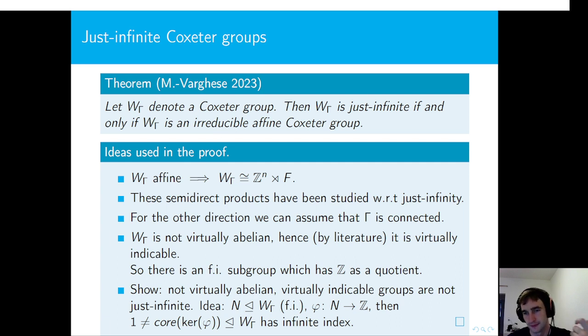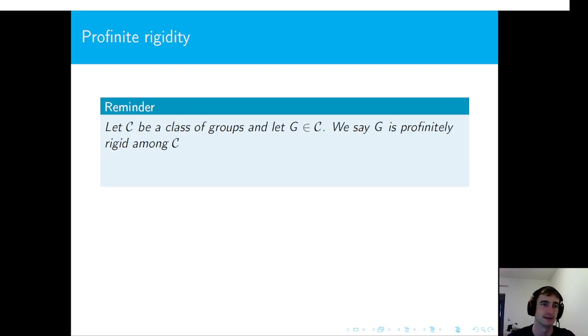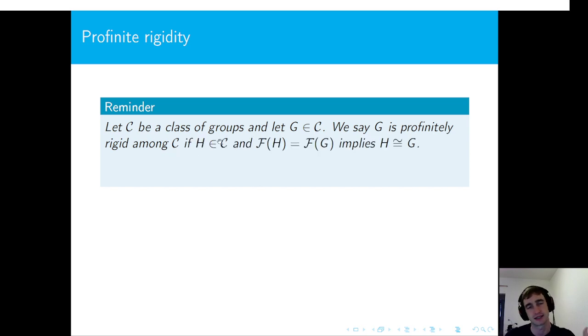But well, first, before stating the result, I want to remind you of the general context. And the general context is profinite rigidity. But this is like a very brief reminder. So suppose C is a class of groups and let G be an element of C. We say G is profinitely rigid among C if, given another group H in this class C, which has the same finite quotients as G, this H already has to be isomorphic to G.